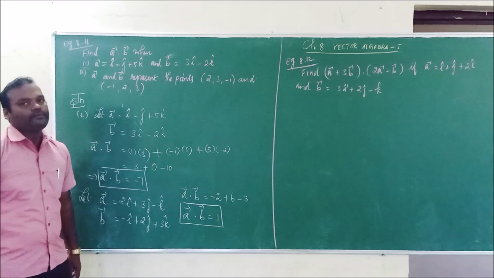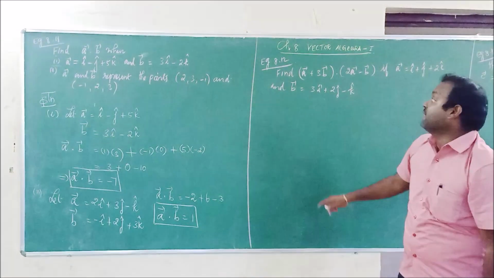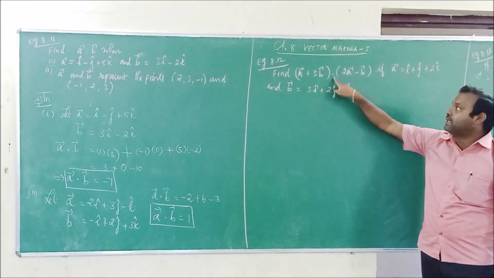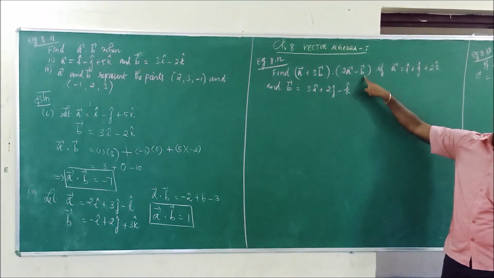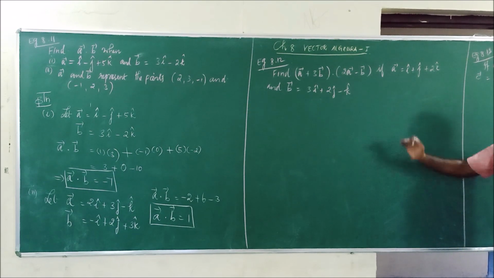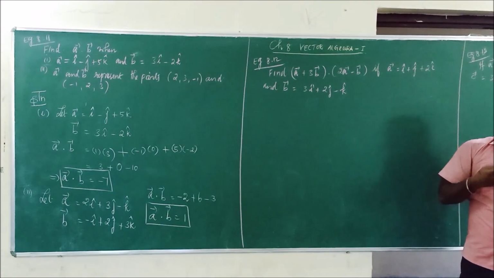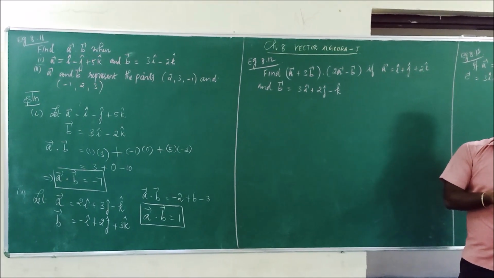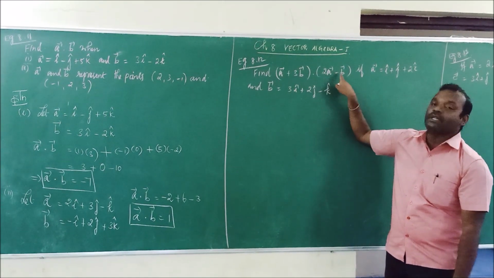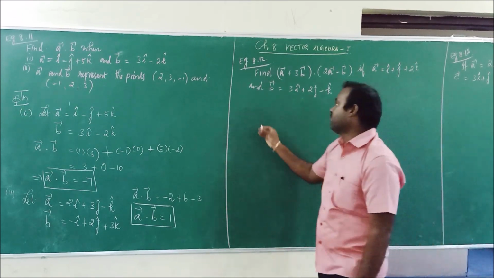Next step, example 8.12. What is given in the problem? Find A vector plus 3B vector dot 2A vector minus B vector, where A vector and B vector are given to you. In the book they have made use of the distributive property, but I am not going to use it. Straight away I am going to find A vector plus 3B vector and 2A vector minus B vector. After that I am going to take the dot product. Okay, so let me start the problem.